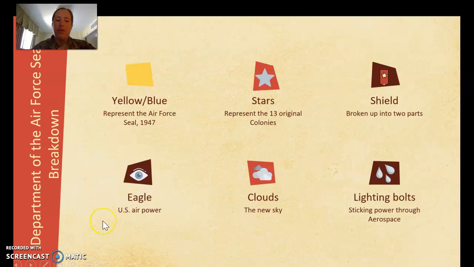There is the eagle. The eagle represents air power. The clouds behind the eagle represent the new sky. And the lightning bolt is the lightning striking through aerospace.